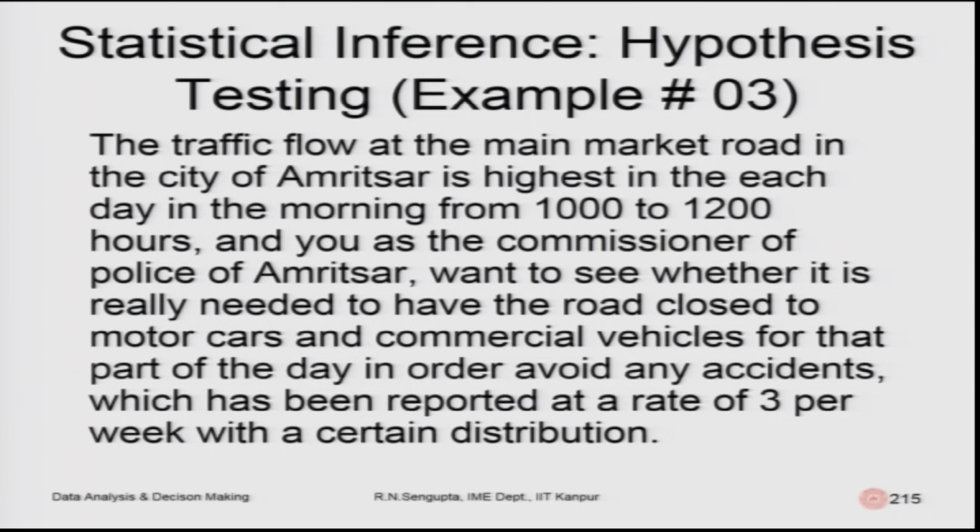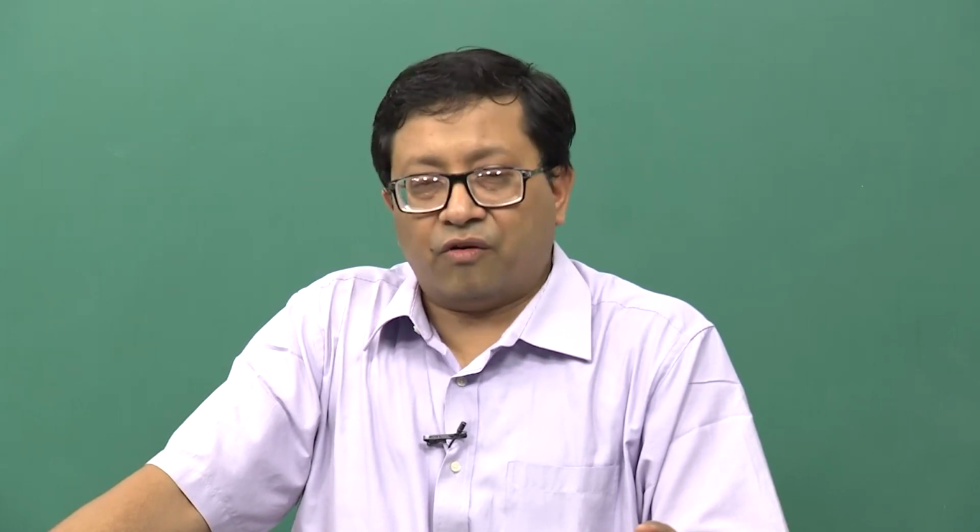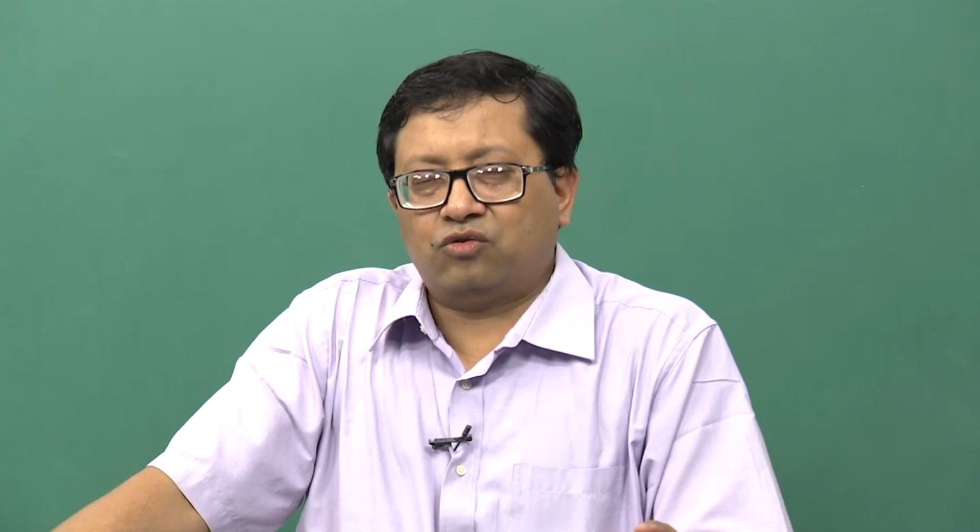And the number of accidents which has been reported is at a rate of 3 per week with a certain distribution. So, for example, that problem has been mentioned by the newspapers, by your staff, or by the organizations, or by the citizens. You want to check that if the number is 3, obviously that is very high and definitely no such accidents should happen. So, you will try to check whether the flow of the traffic between 10 to 12 each day is such that it corroborates the fact that there are 3 accidents per week.